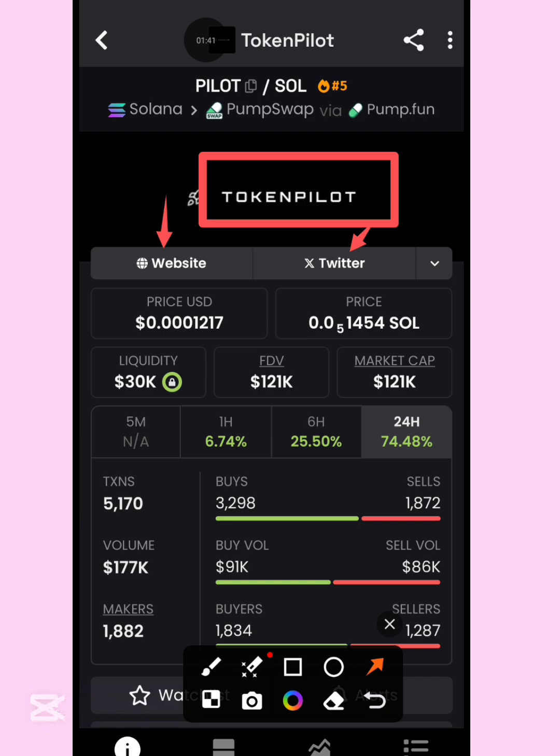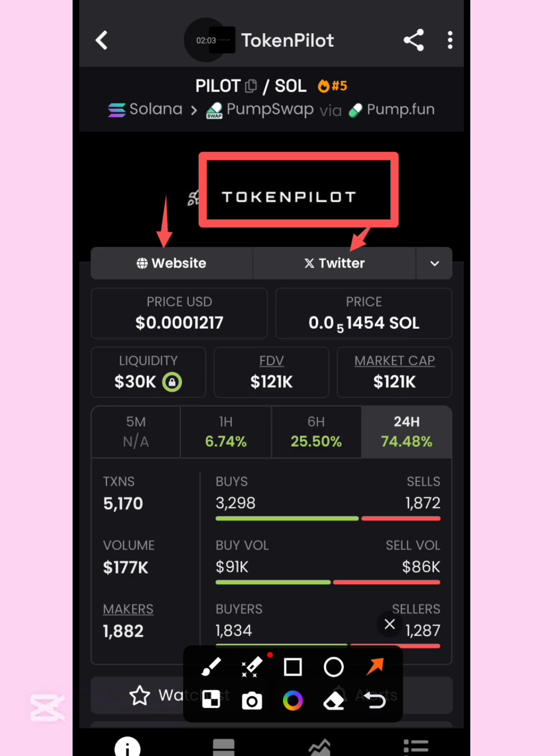And on Twitter, it's very, very important. You are going to know if it is a community token, how many people are following this Twitter handle, how people are responding, and the frequency of response about this token. We are going to find everything about this Twitter handle linked to this token.